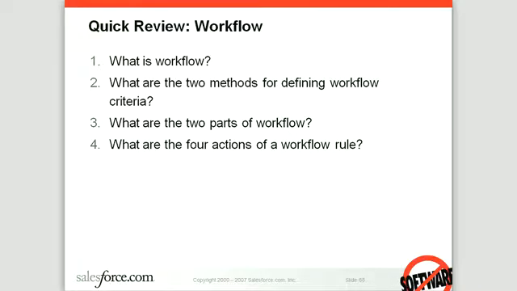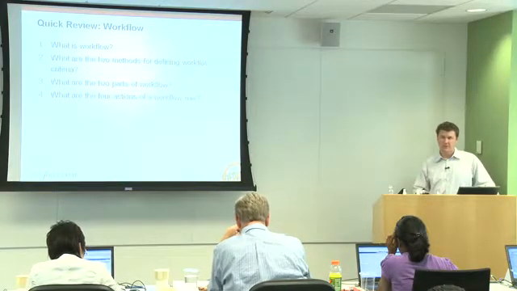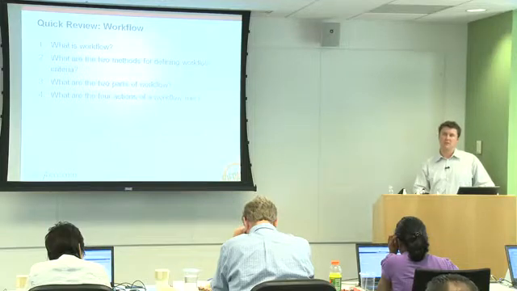So what are the 2 methods for defining workflow criteria? There's actually, I would say, 3, but there are 2 different things that identify which records will execute the workflow rule. Do you remember what those 2 criteria were?